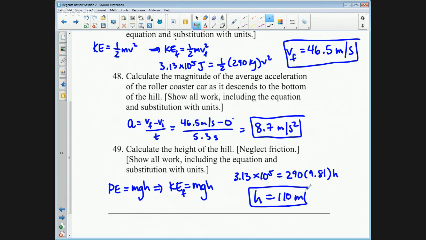The other way you could solve this problem is by using the kinematics equation on the back of the reference table, like d equals v_i t plus 1/2 a t squared. You plug in the time, you plug in the acceleration, and you'd be able to figure that out.